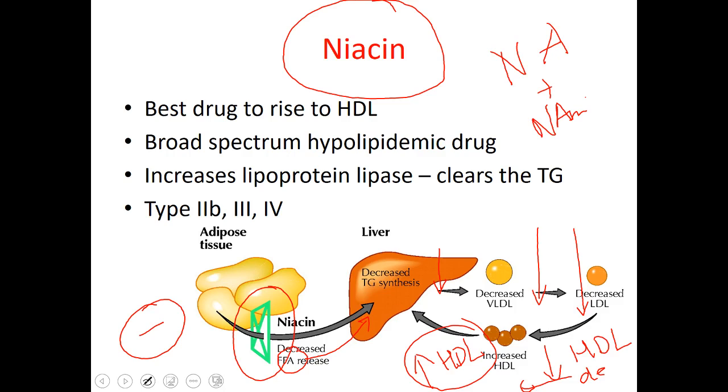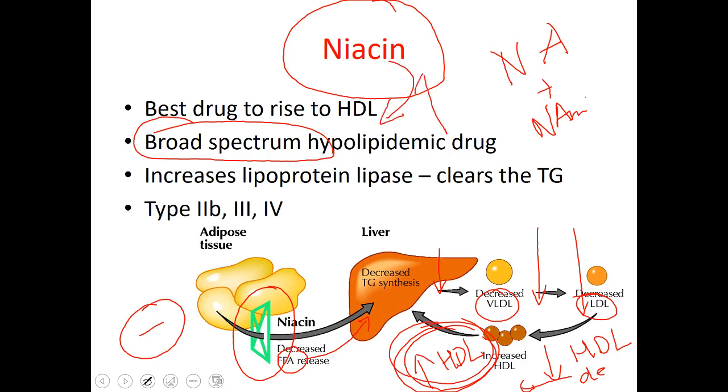So niacin, if you see, it has a reduction in VLDL, reduced LDL, increased HDL, and so it is one of the broad spectrum hypolipidemic drugs. And of all the drugs that increase HDL, niacin causes the maximum increase in HDL cholesterol.